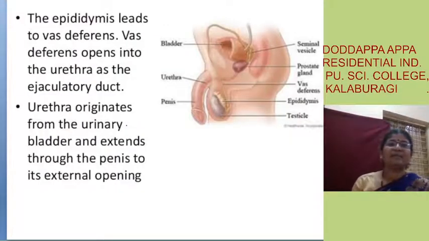Well, the epididymis leads to the vasa deferens. This already I told. Vasa deferens opens into a duct which is called urethra. After vasa deferens, what structure will you get? Urethra. It opens as ejaculatory duct. Urethra originates from the urinary bladder.